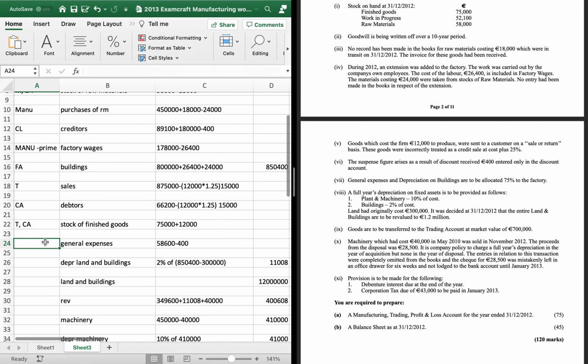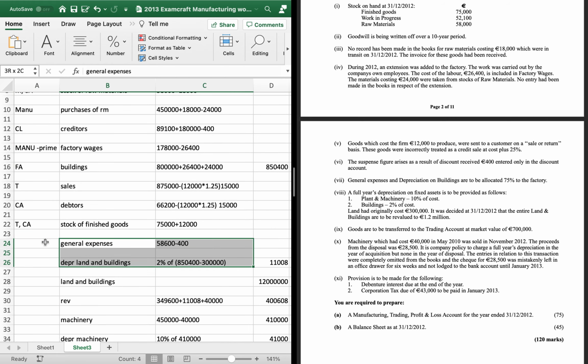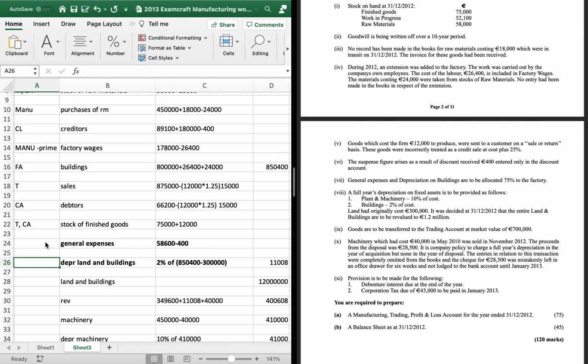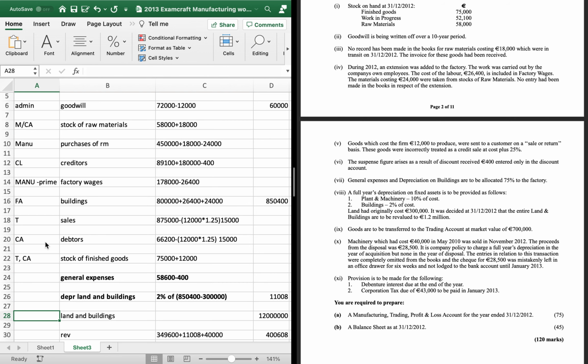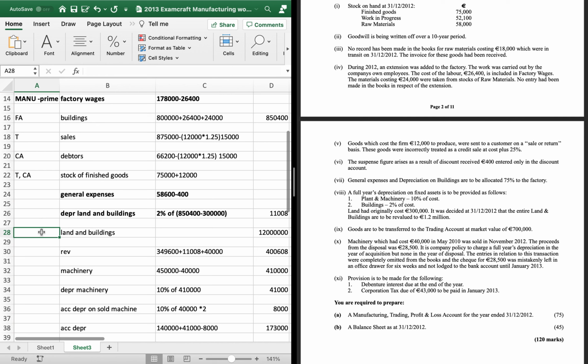General expenses, so that was being split up, so we're going to come back to those. Land and buildings, with that one we revalued it, so it's this land and buildings we're putting in, so that's a fixed asset. The revaluation reserve is financed by. Machinery is a fixed asset. Depreciation of machinery is going to be a factory overhead in the manufacturing.